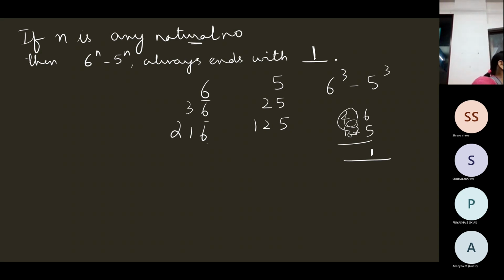Your answer was right, but the approach, meaning the way, was not. You cannot write it. The 6 to the power n minus 5 to the power n is not 6 minus 5 the whole power n. Is this okay?